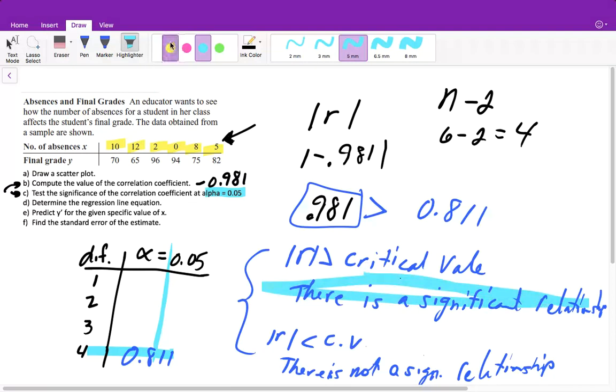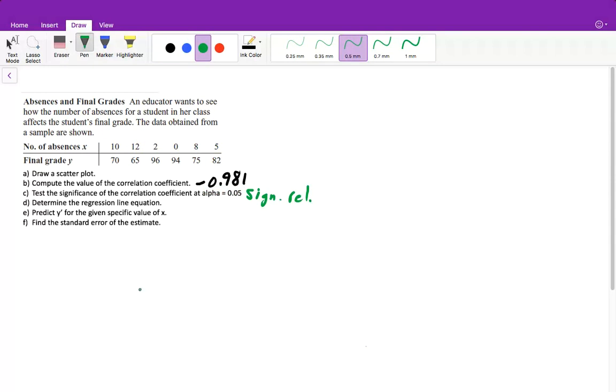What you'll have to show me in your test is this and this for your part C. Now let's move on to D. We just said that C was a significant relationship. Now for D, we need to determine the regression line equation, and you get that from where you did your B.